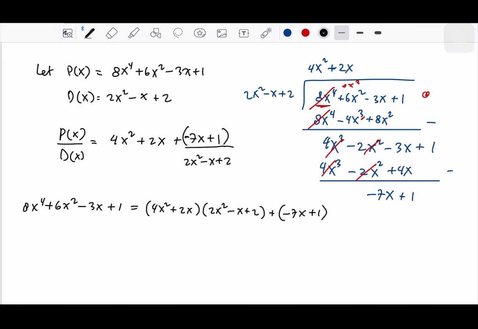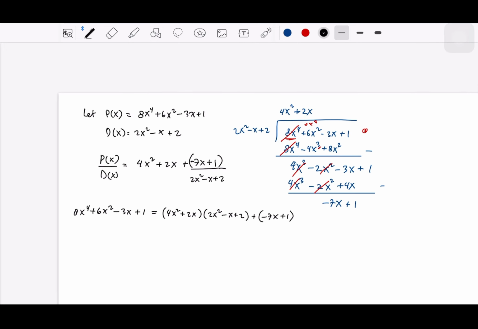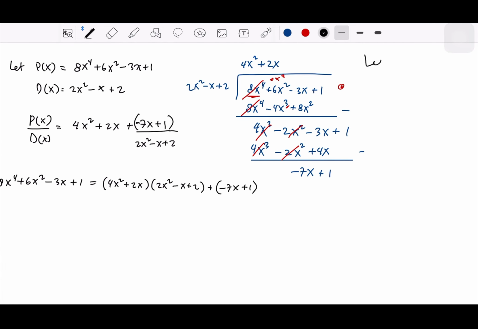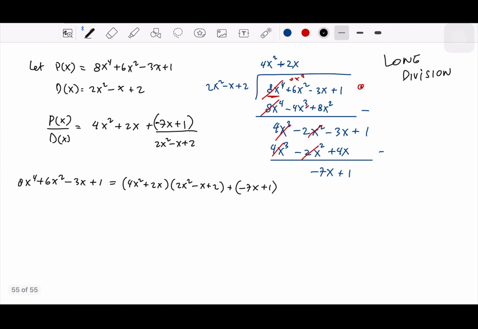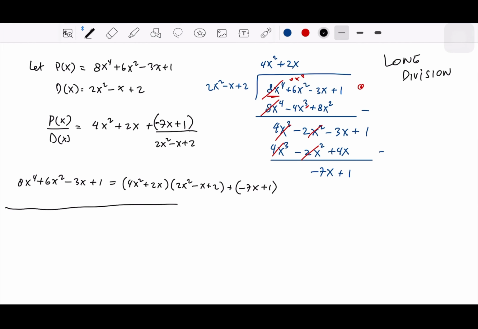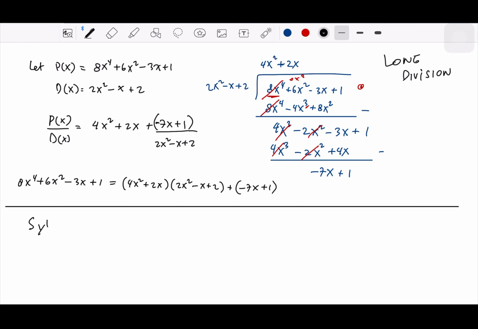Okay, that's what we call the long division. So this method is called long division in polynomials. We have another method as well. We call the other method synthetic division.